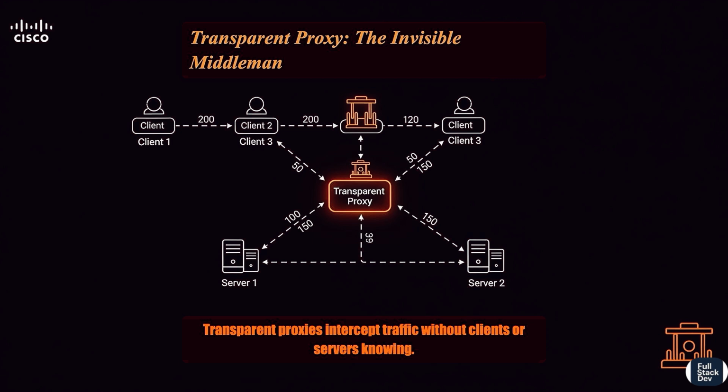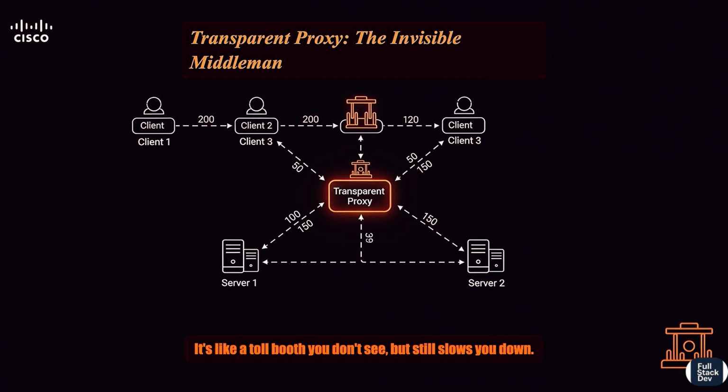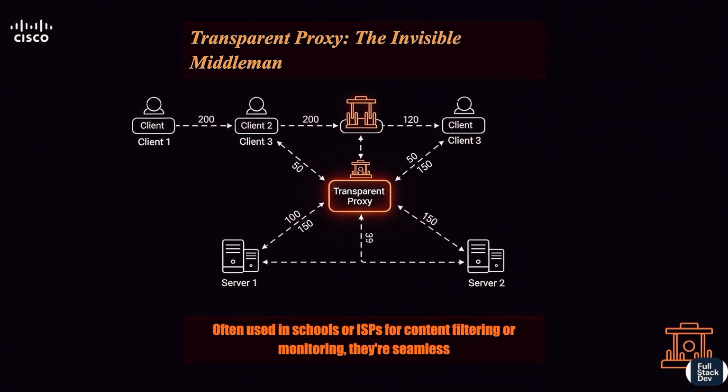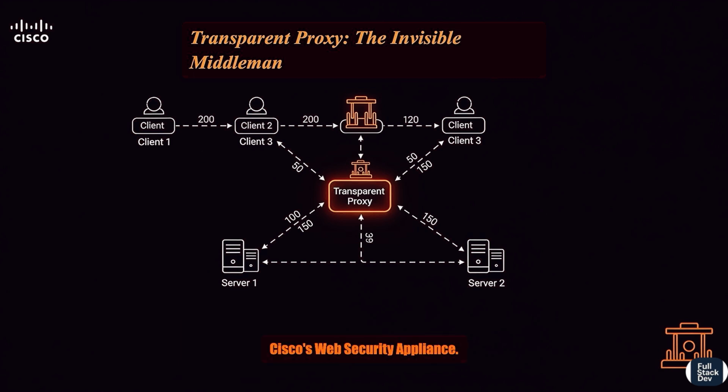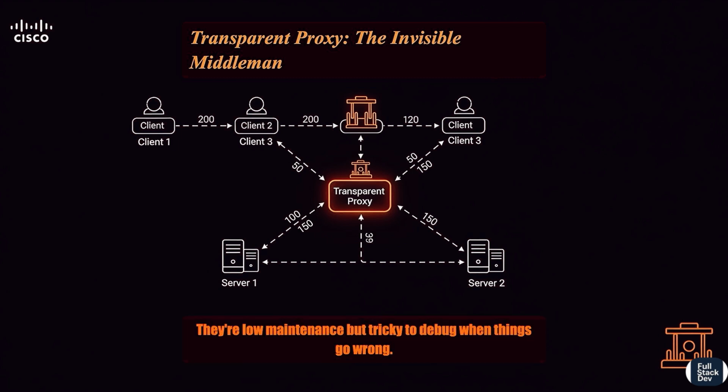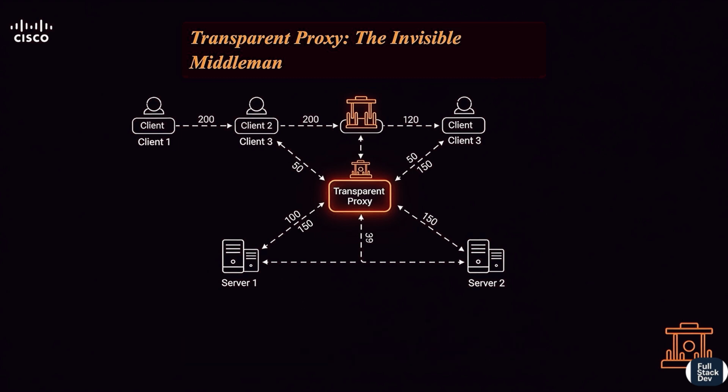Transparent proxies intercept traffic without clients or servers knowing. It's like a toll booth you don't see, but still slows you down. Often used in schools or ISPs for content filtering or monitoring, they're seamless but can raise privacy concerns. Example: Cisco's Web Security Appliance. They're low maintenance but tricky to debug when things go wrong.